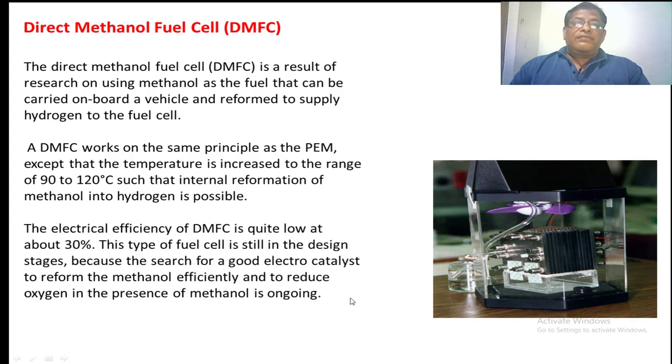The electrical efficiency of the DMFC is 30%. This type of fuel cell is still in a design stage, because the search for a good electrocatalyst to reform the methanol efficiently and to reduce the oxygen in the presence of methanol is ongoing.